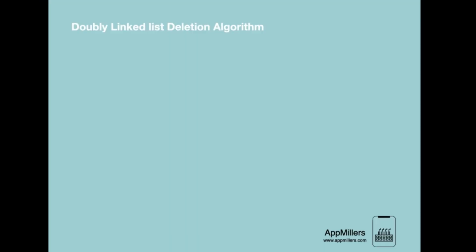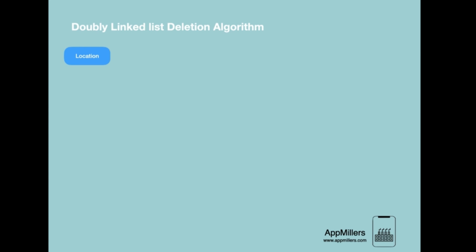Alright, in the last video we have seen how to delete a node from double linked list in 3 different cases. Now in this video we will combine all these 3 different cases in one method. So let's get started. So our algorithm starts with the parameter of location. So it takes one parameter, which is location.